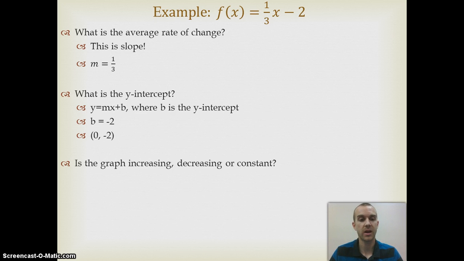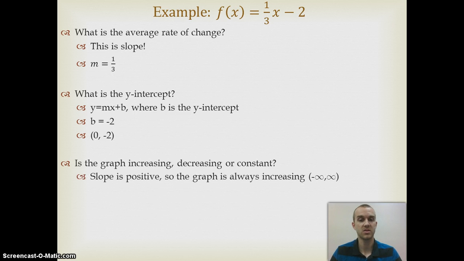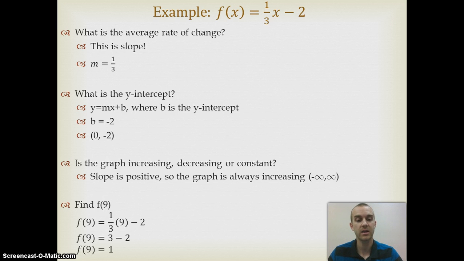And then is the graph increasing, decreasing, or constant? Well, we look at the slope. The slope is positive, so this graph is always increasing from -infinity to infinity. And last thing, say I want to find a specific value, f of 9. I plug 9 in for x, and then simplify. 1/3 of 9 is 3, 3 minus 2 is 1, so f of 9 is 1.